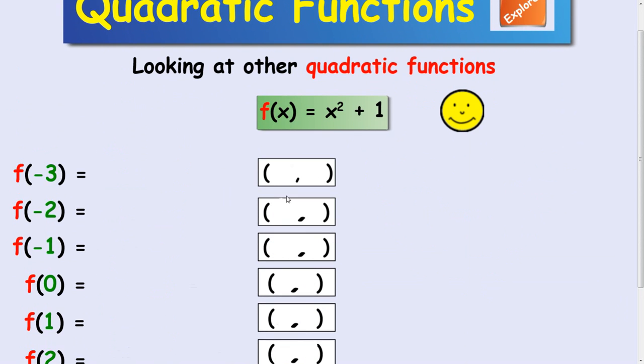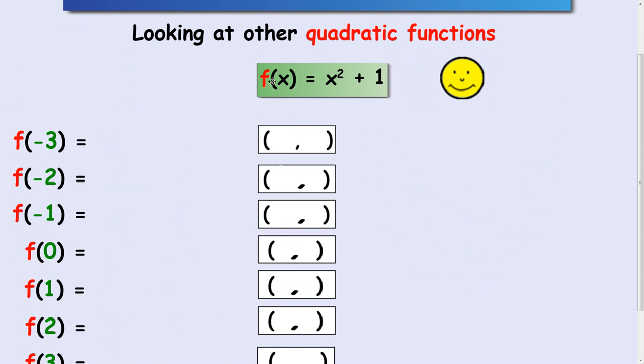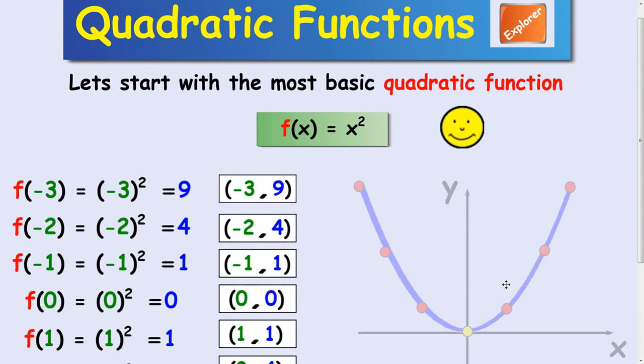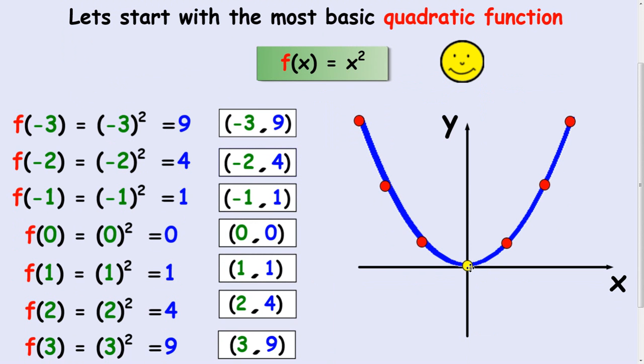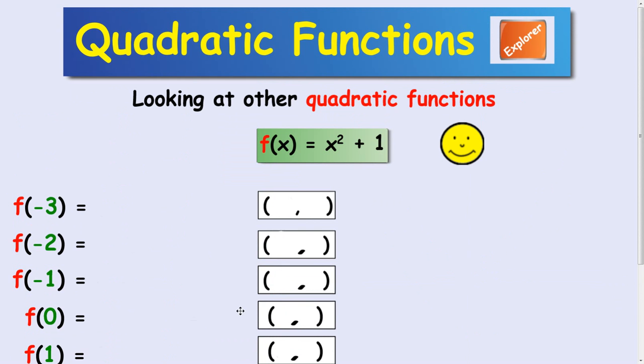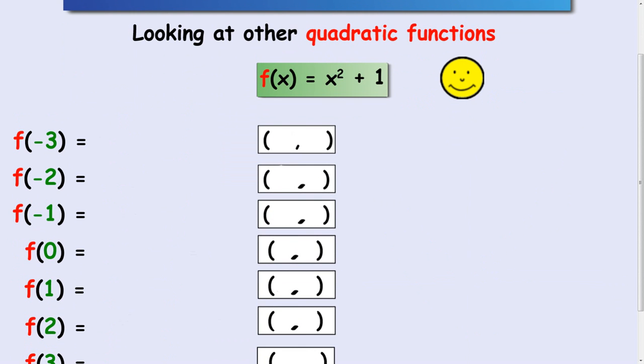Let's look at another example, this time with an addition of 1. So what happens when you do f of x equals x squared plus 1? So when we just did x squared, it looked like this. It went through the origin at 0, 0, and went up on one side and symmetrical on the other side. So let's see what happens when you put a plus 1. So you put -3 in first, so -3 squared, and then you add 1. So -3 squared is 9, and if you add 1, you get 10. So coordinate -3, 10, instead of -3, 9 last time.